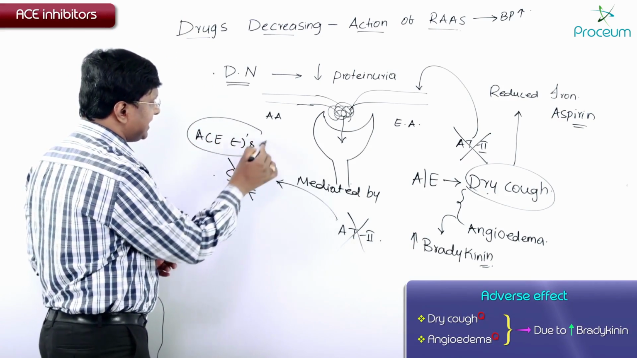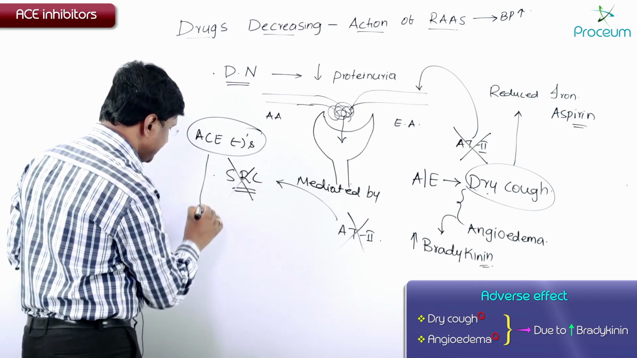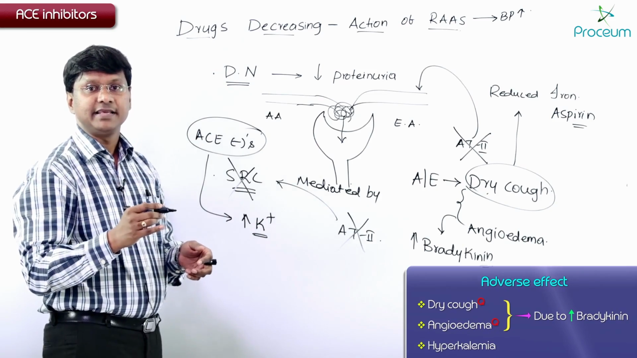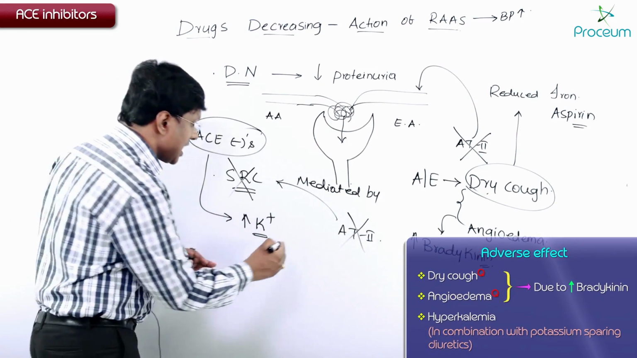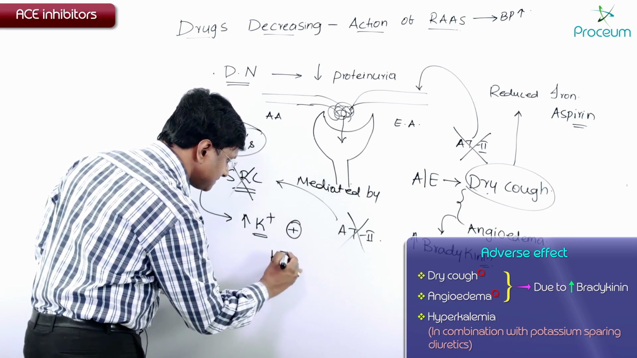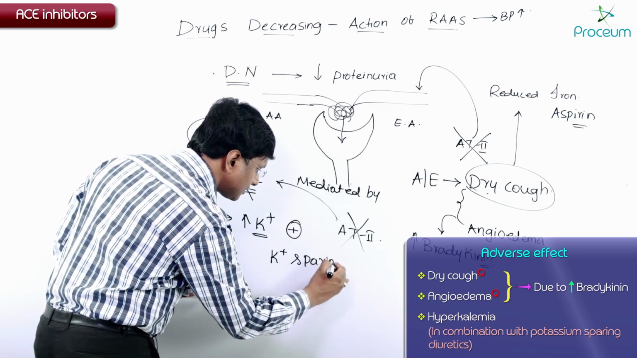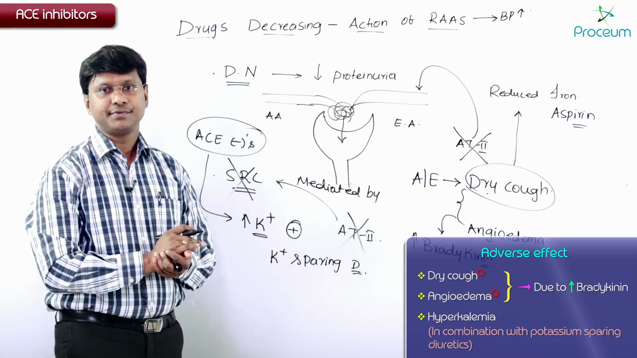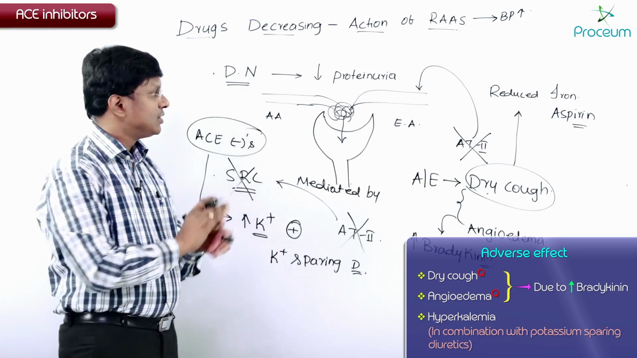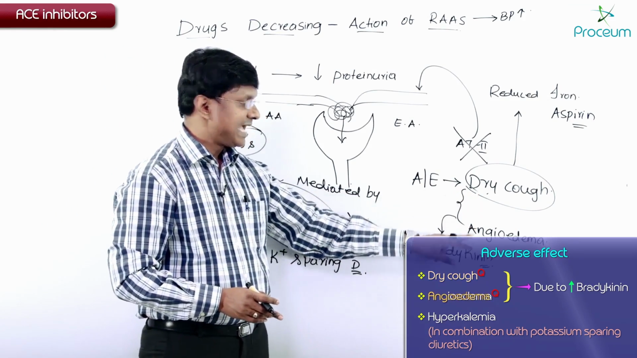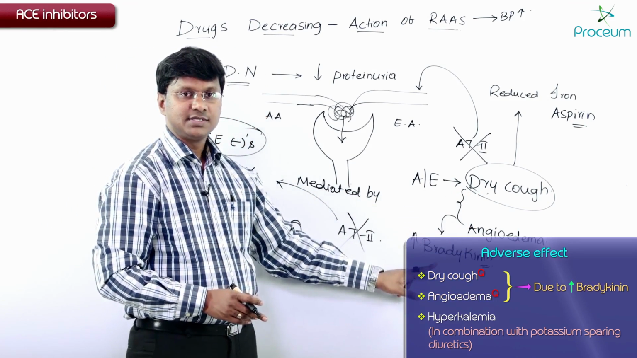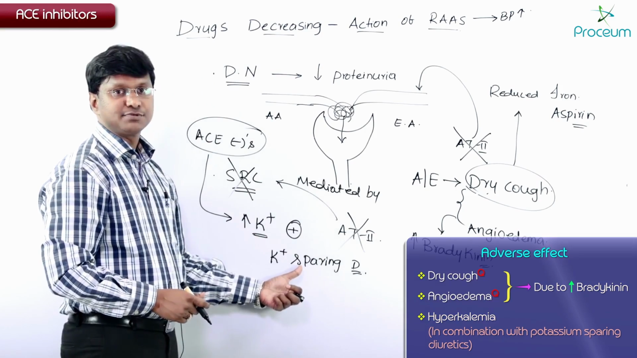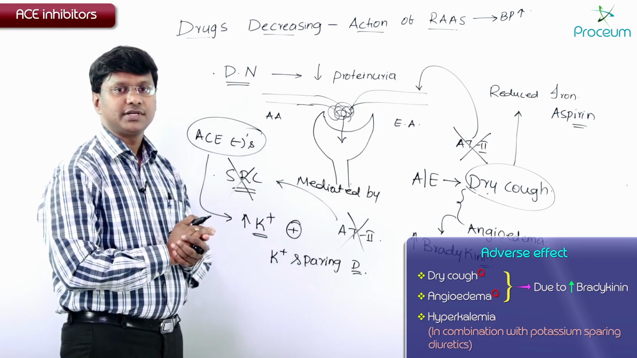Next, remember with these ACE inhibitors, the other important adverse effect is they can cause hyperkalemia, whenever they are used along with potassium sparing diuretics. So these are the three important adverse effects with these ACE inhibitors. One is dry cough, angioedema because of increase in bradykinin levels, and they can also cause hyperkalemia whenever they are used along with potassium sparing diuretics. So this is about your ACE inhibitors.